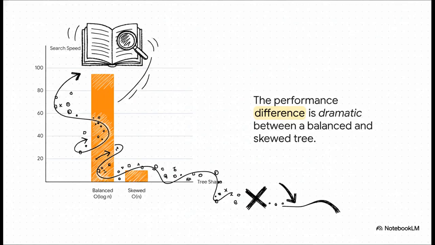A nice balanced tree gives you what we call O(log n) performance. Think of it like looking up a word in a dictionary. You just jump right to the section you need. But that skewed tree, its performance degrades to O(n). That's like trying to find that same word by starting at the letter A and reading every single entry until you finally get there. It's a catastrophic failure.